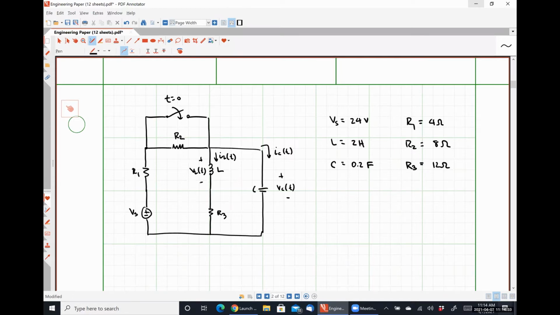So I am going to define another current here, and I'm going to do it in red because it's not one that I usually pay attention to. And I'm going to call this guy IR1 of t, okay? I'm doing this so that I can write a Kirchhoff's current law equation.